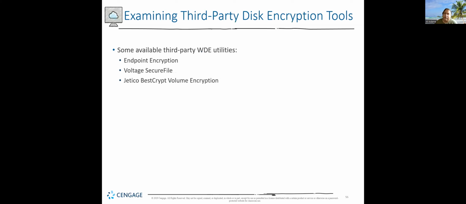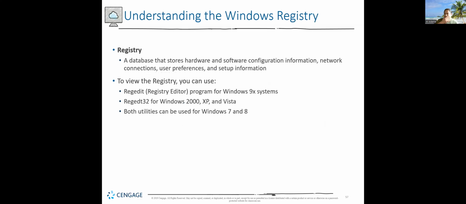So here's a couple of third-party encryption tool examples: Endpoint Encryption, these are for Western Digital utilities, Endpoint Encryption, Voltage SecureFile, and Jetico BestCrypt Volume Encryption. That is a mouthful, guys. So let's jump into the registry. Oh, sorry, guys. Dinner's still kicking my butt.